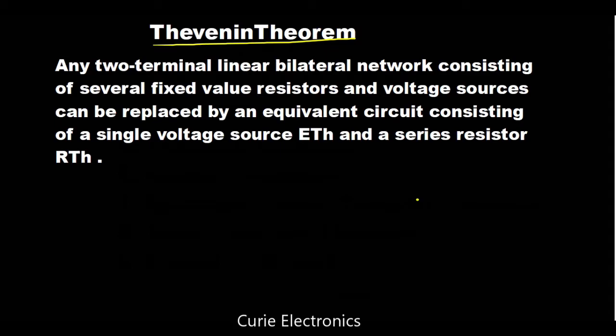Any two-terminal linear bilateral network consisting of several fixed value resistors and voltage sources can be replaced by an equivalent circuit consisting of a single voltage source ETH and a series resistor RTH. This is the statement of Thevenin's theorem. So, what it says, we'll see.